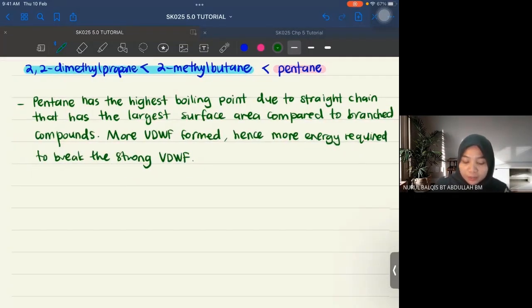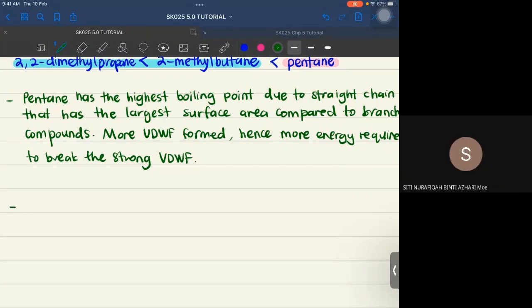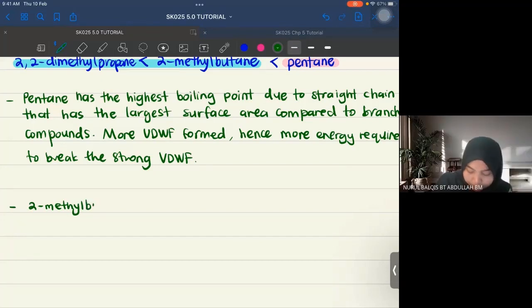What about the other two? Okay, nak cerita macam mana? Nak cerita macam mana? 2-methyl butane and 2,2-dimethyl has branch. Okay, structure lagi. Why not kita cakap dulu pasal boiling point diorang, baru kita bagi dia punya explanation. Boleh tak macam tu? Oh, boleh.